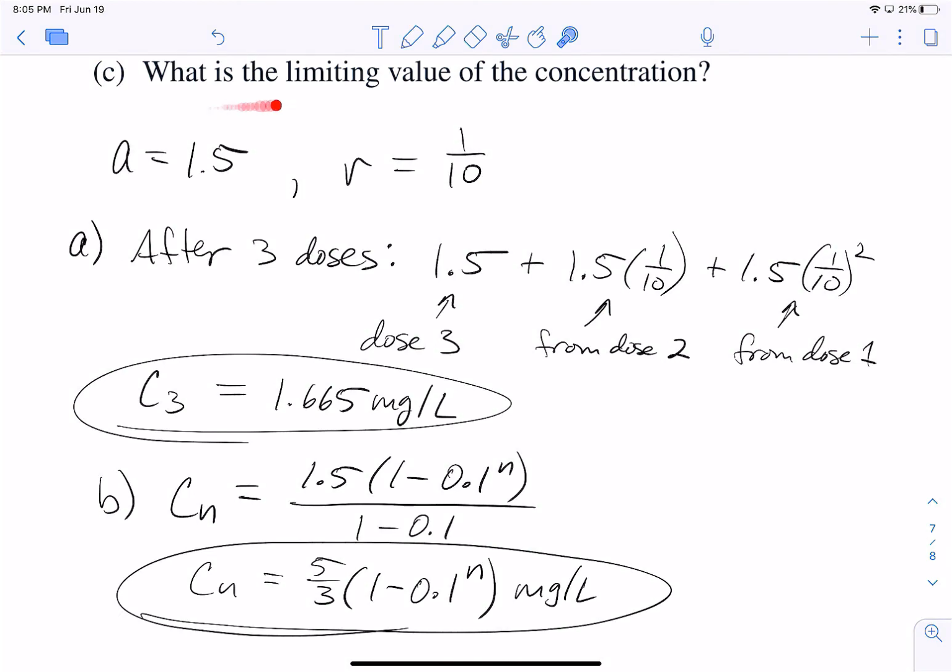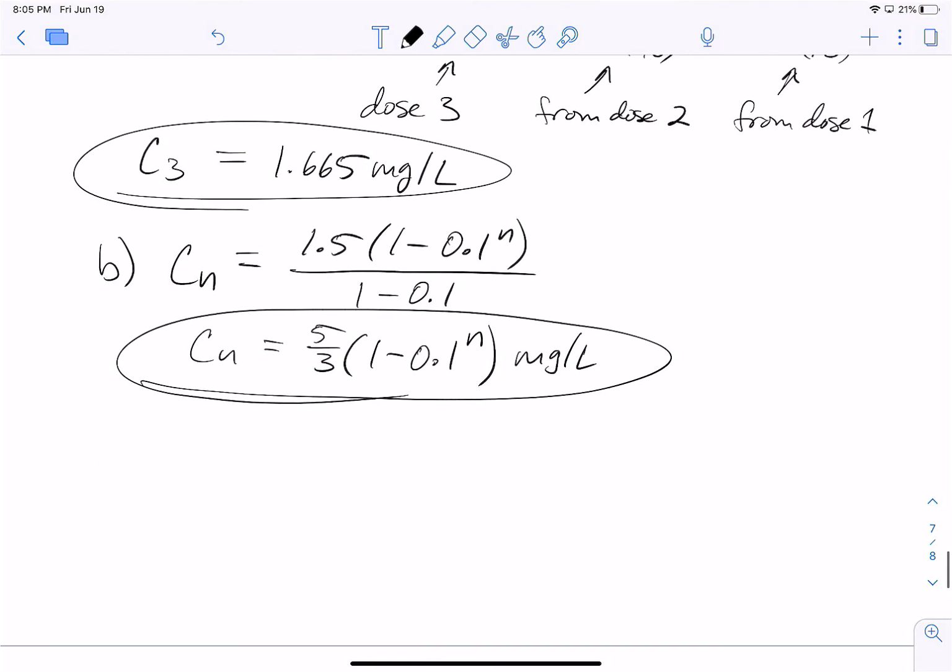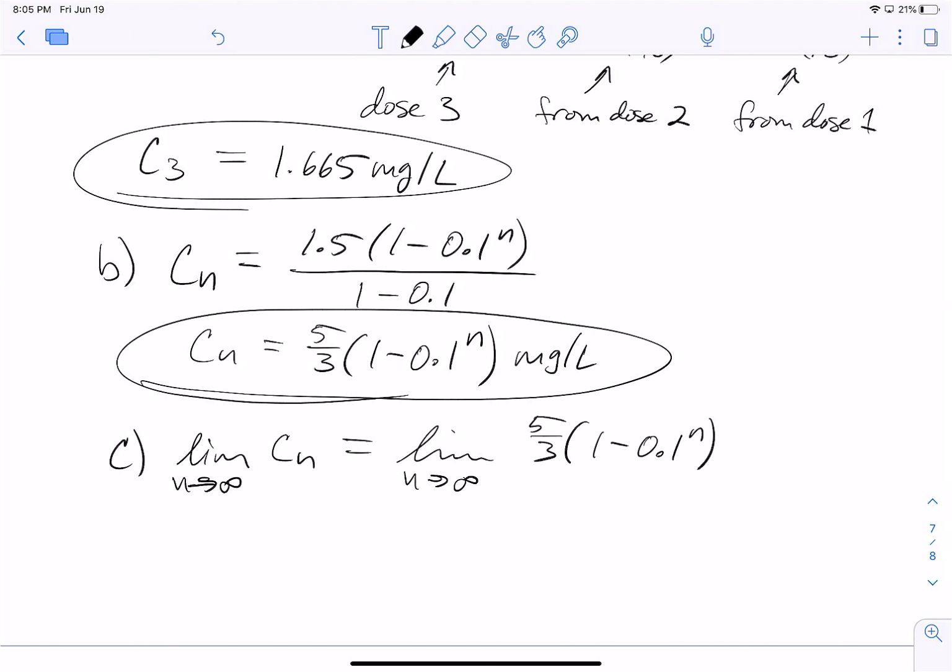Part C asks for the limiting value of the concentration, and what's implied is that we want the limit as n approaches infinity of C sub n, which of course is the limit as n approaches infinity of 5/3 times the quantity of 1 minus 0.1 to the n. That value is going to be 5/3 milligrams per liter. And we can see that after 3 doses, we're pretty close to that already. But there you go.